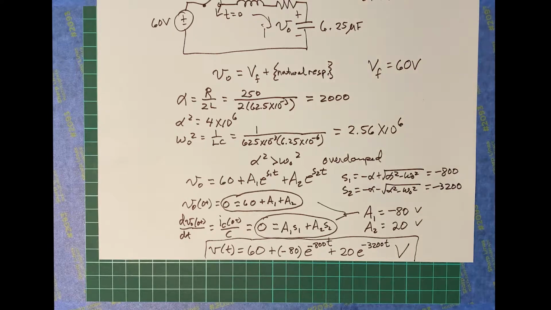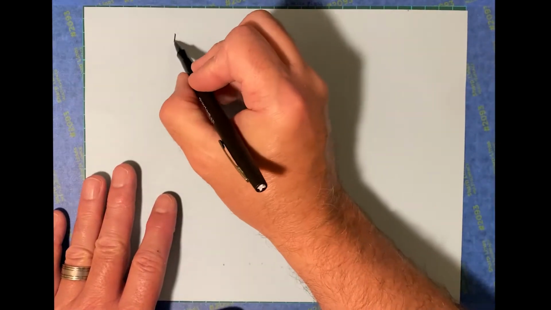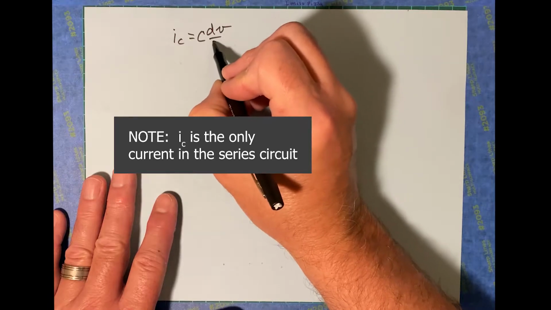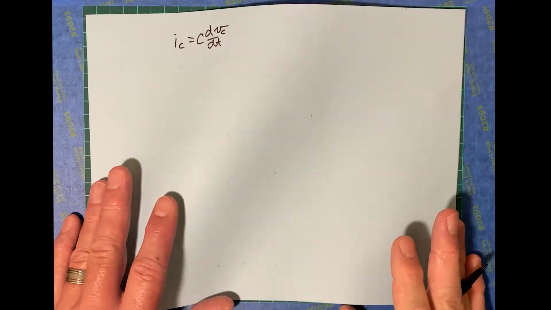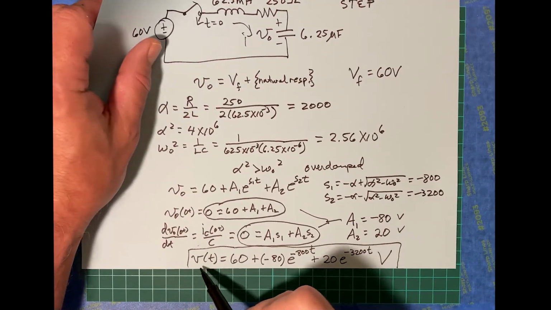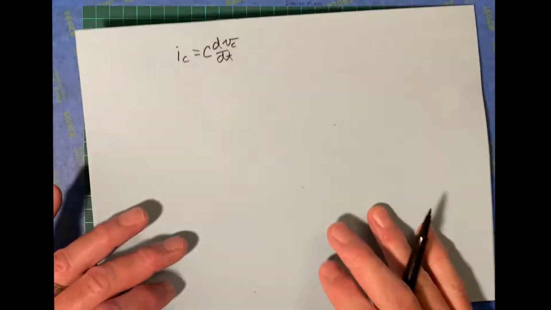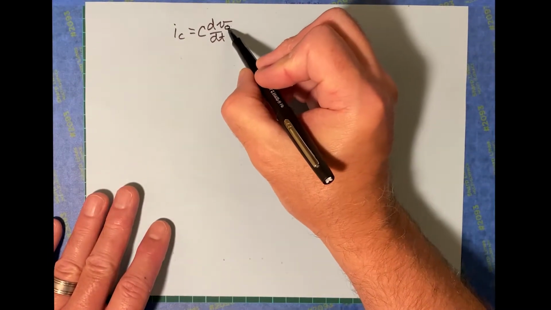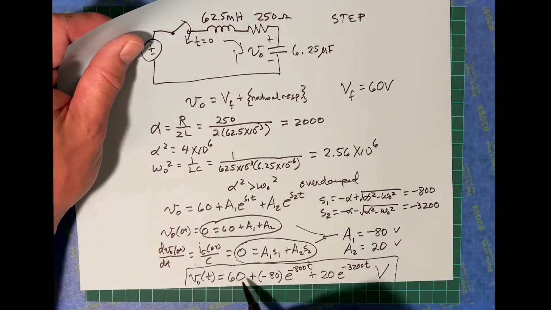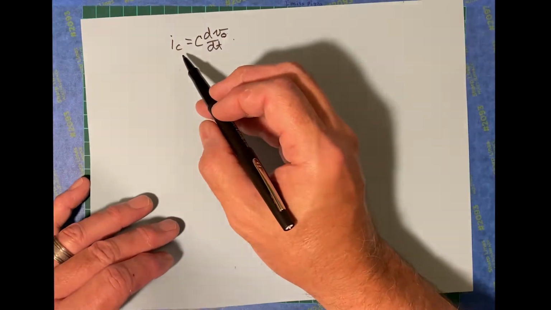Okay, now from that you should be able to go forward. Let's say you wanted I sub c. I sub c is going to be C dV/dt, specifically V sub c right there. Well, this voltage here is V naught. That is the voltage across the capacitor. So this is really V naught right there. So you take the derivative and you can get your answer for I sub c.